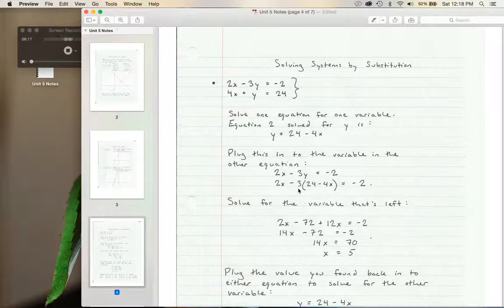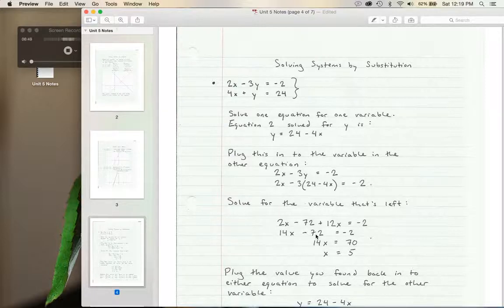First, let me distribute this negative 3 to each of these terms here. Negative 3 times 24 gives me negative 72, and negative 3 times negative 4x gives me positive 12x. The 2x is just carried down, it stays the same, as well as the negative 2 on the other side of the equal sign. At this stage, I have like terms, 2x and 12x. I can combine them to be 14x. The negative 72 stays, as does the negative 2.